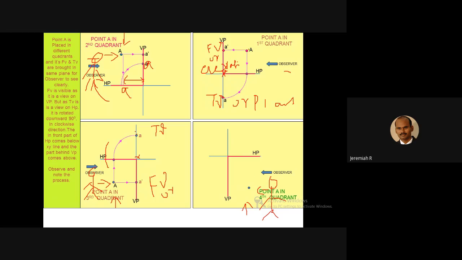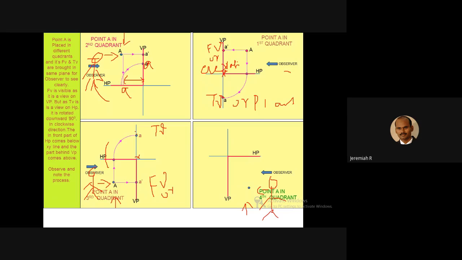Here we say the point is above HP but in front of VP. Here, the point is above HP but behind VP. Here, the point is below HP and behind VP. What about the point here? Below HP but in front of VP.